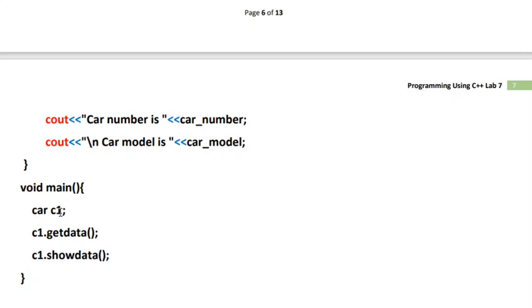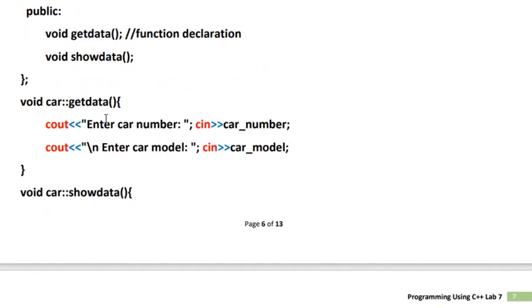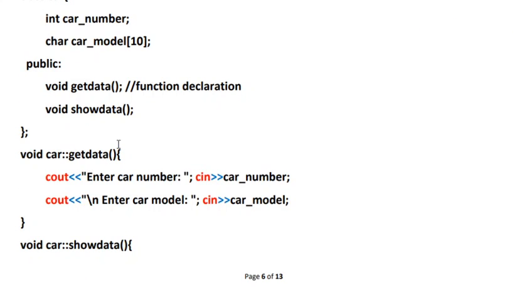So likewise, I have object C1 of class car, where I am writing C1.getData, C1.showData. So it will call the functions get data and show data. So this particular program is the same as the previous program. The only difference between these two programs is that in the previous case the function is defined inside the class, and in this case the function is defined outside the class.